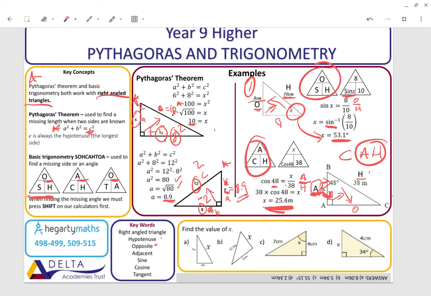Okay. Now, sine, cosine, and tangent are the functions you use to work out the side or the missing angle in the triangle. Okay, guys, so try these questions over here if you're revising. The answers are at the bottom over here.